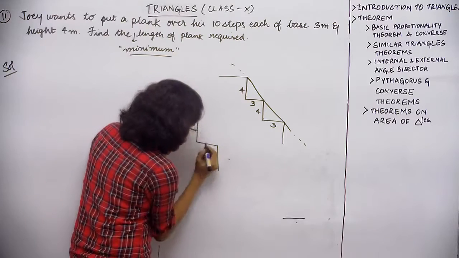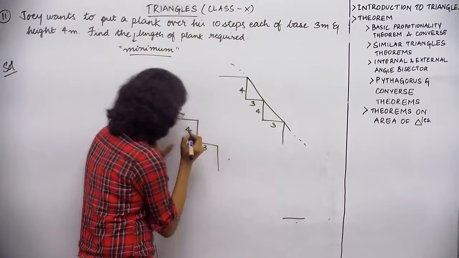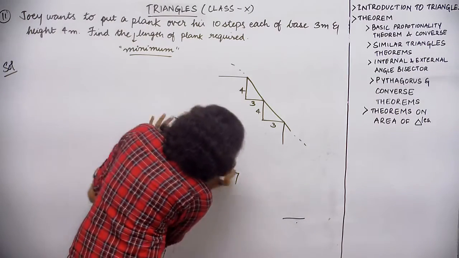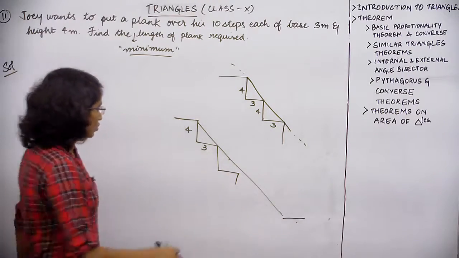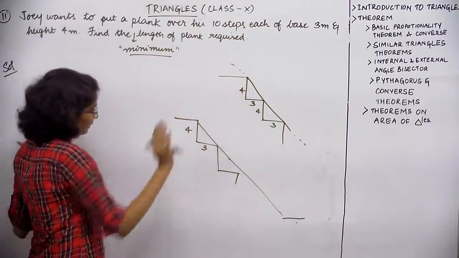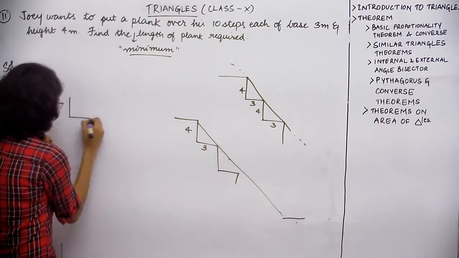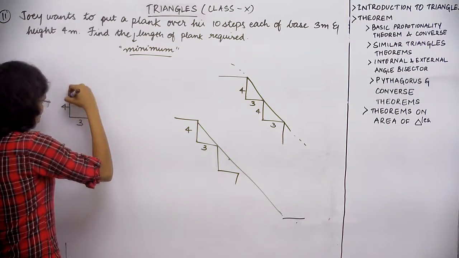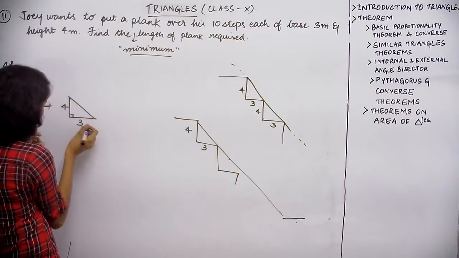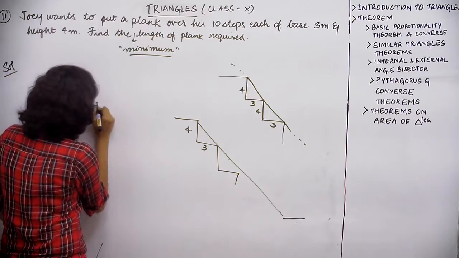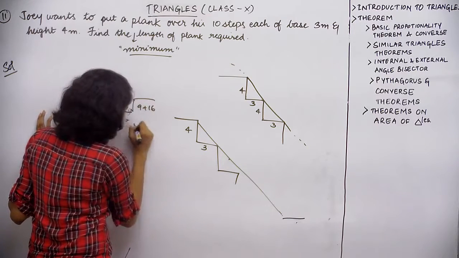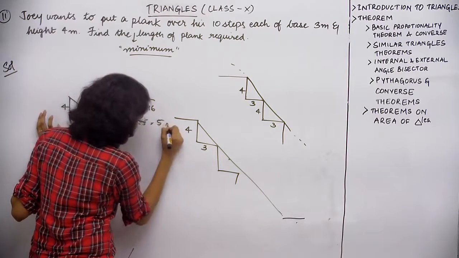So what do we have? Here the base is 3 meters and height is 4 meters. So what he basically wants is to put a plank over all his steps. Okay, so if we consider this case, what will be the minimum length of the plank? For each step, this one will be 4 and this is 3. So this one, we know, is a right angle triangle. So having these as 3 and 4, this one will be square root of 3 square plus 4 square, which is equal to 9 plus 16, which is equal to root 25, that is equal to 5 meters.